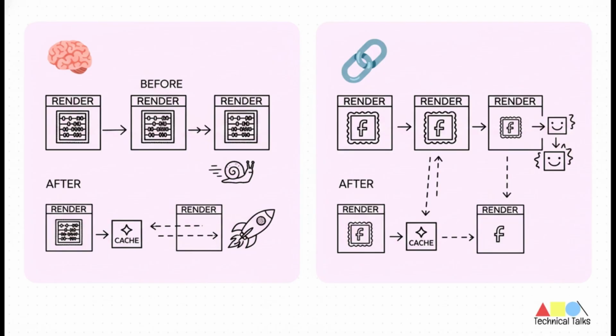Here's the simple way to think about it. Use useMemo when you have an expensive calculation and you want to save the answer. Think of it like caching the result. Use useCallback, on the other hand, when you want to save the function itself. This is super important when you're passing functions as props, because it prevents child components from re-rendering for no reason.